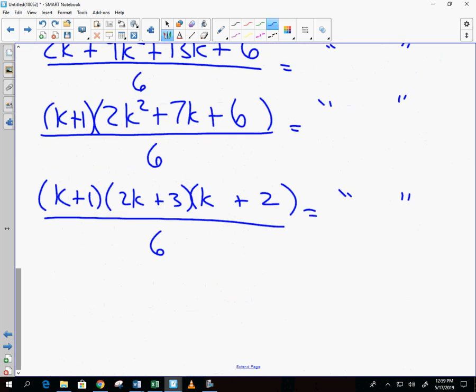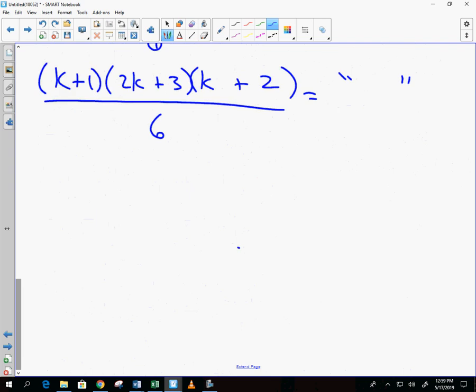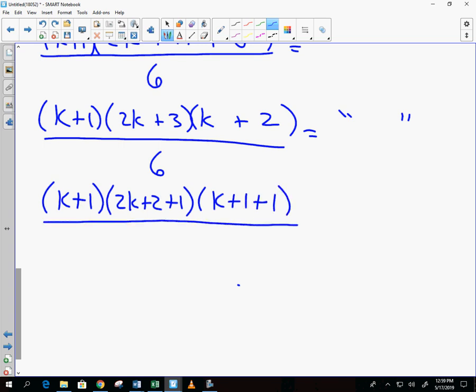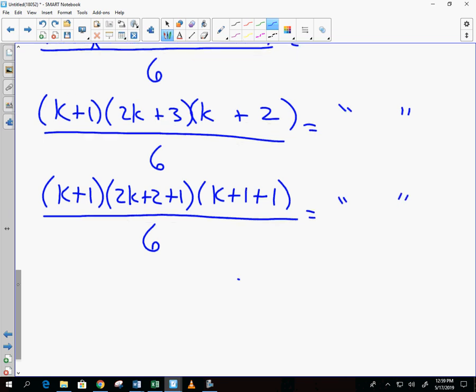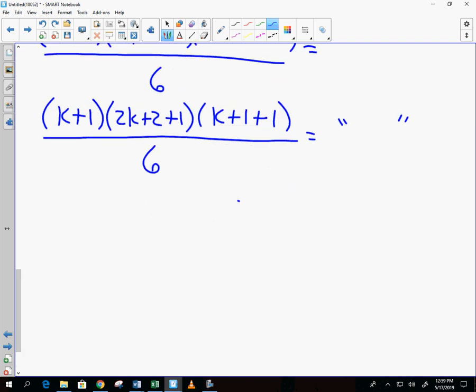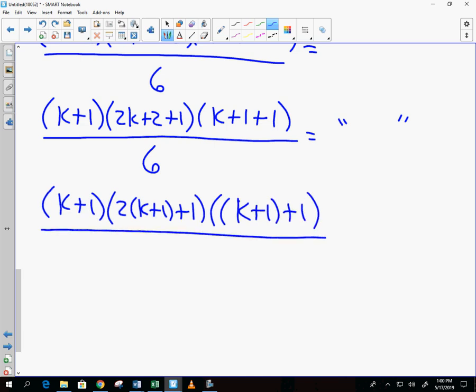So maybe I just show one more step in here. Maybe I just go k plus 1 times 2k plus 2 plus 1 times k plus 1 plus 1. I think that whoever's reading this proof would be able to understand that step there. Don't you agree? And so all I have to do now is one last little factor. What do I have to take out? Yep, 2 times a k plus 1, then plus 1, times k plus 1 plus 1, all over 6.